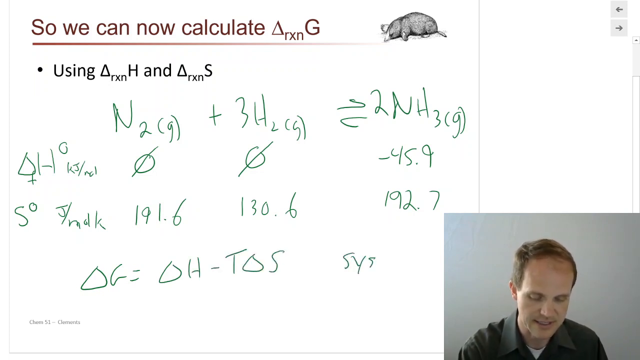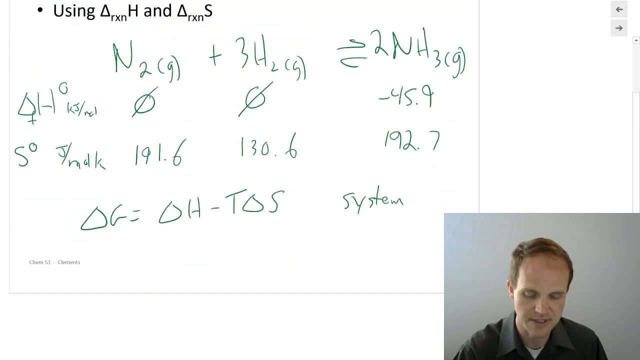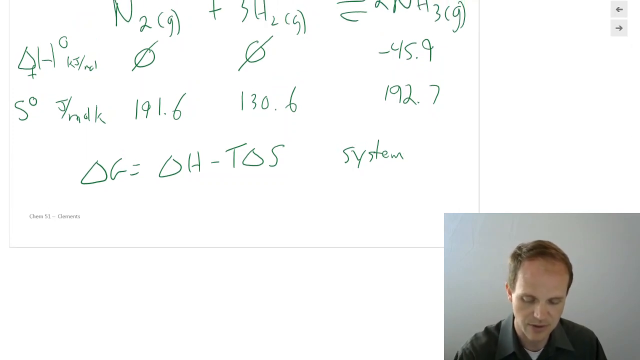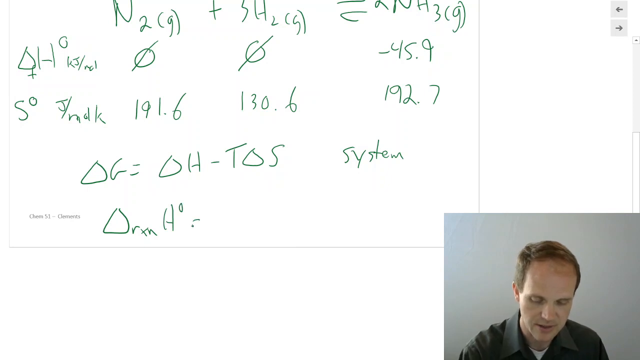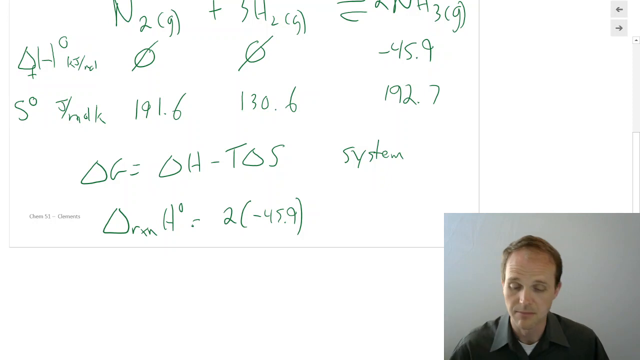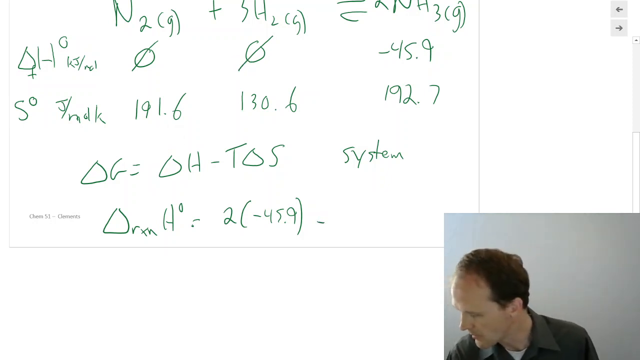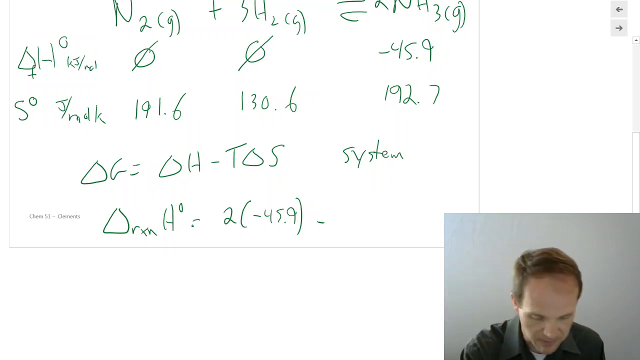So if we want to calculate delta G, which is delta H minus T delta S, and again, these are all for the system because we didn't put any subscripts in. What are we going to do? We're going to just go ahead and do products minus reactants for our H, products minus reactants for our S, and we are good. So delta H of our reaction is going to be 2 times minus 45.9 minus 0 minus 0.